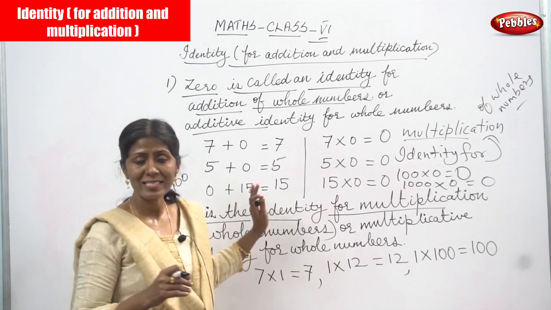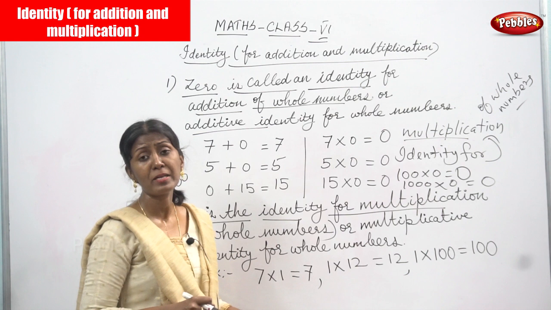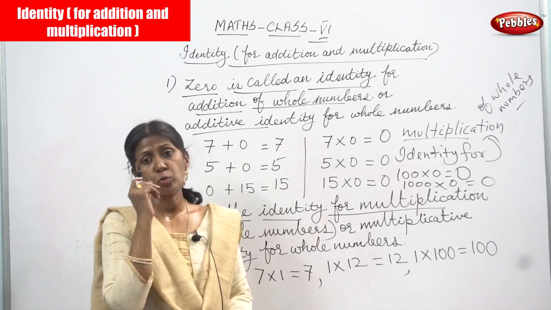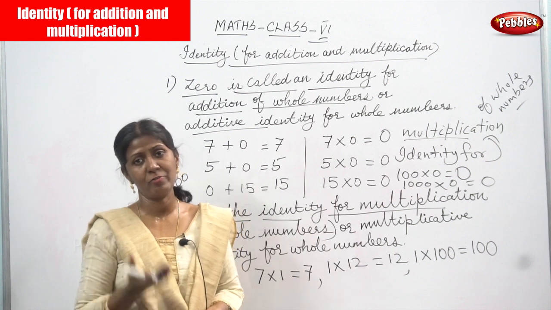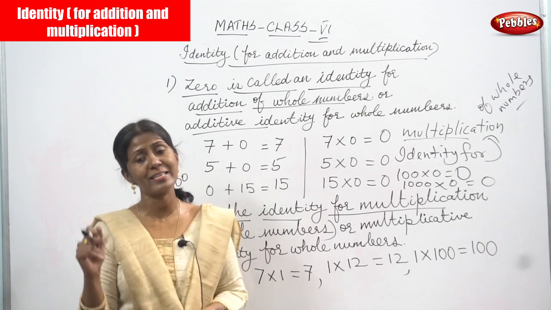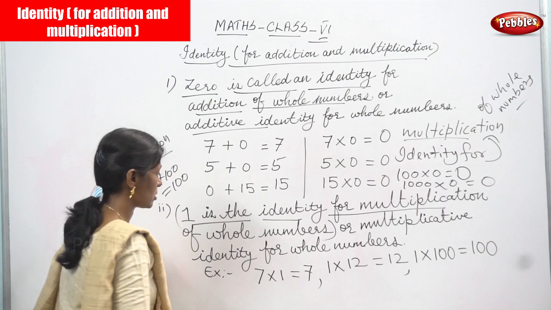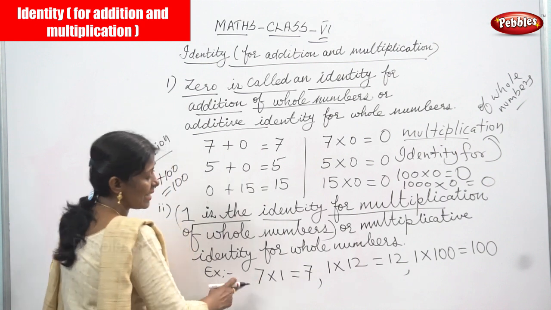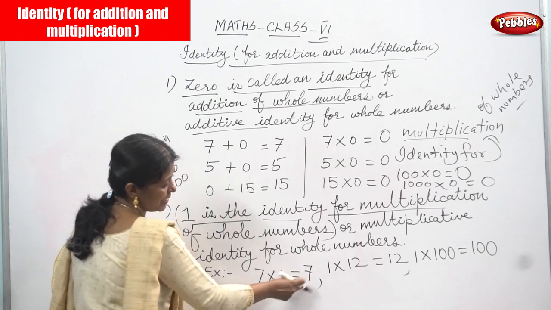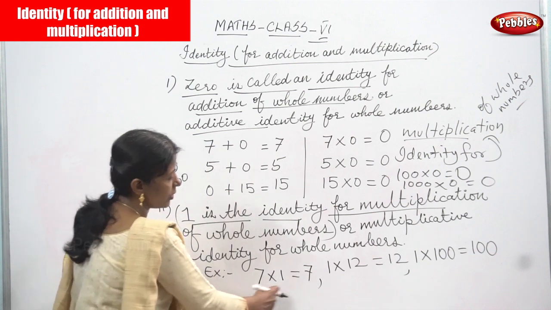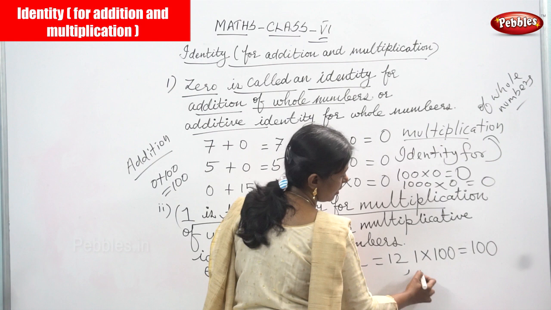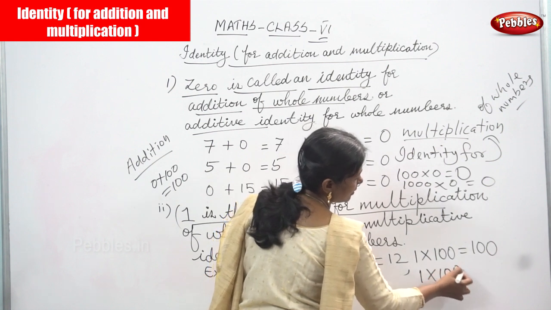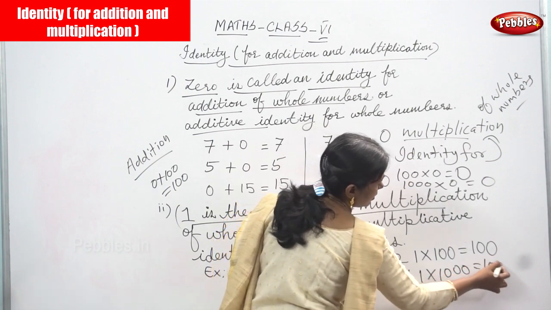What is the meaning of this property? You can take any whole number, for example 5. 5 multiplied by 1 gives 5. That is, you can take any whole number, multiply by 1, and you get the same number. 7 into 1 is 7. 1 into 12 is 12. 1 into 100 is 100. 1 into 1000 is 1000.